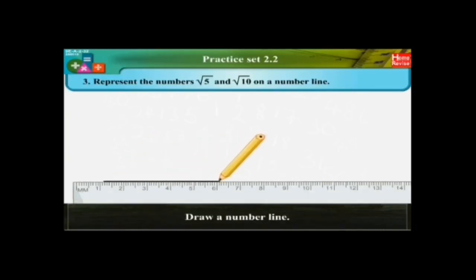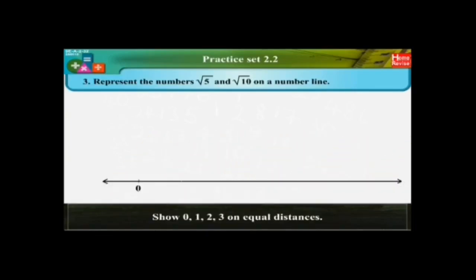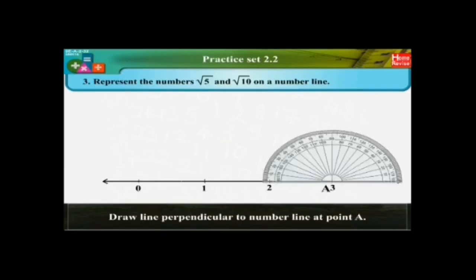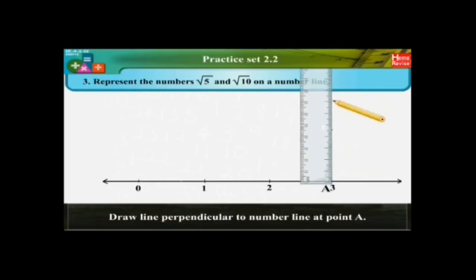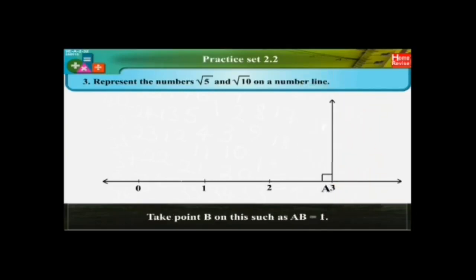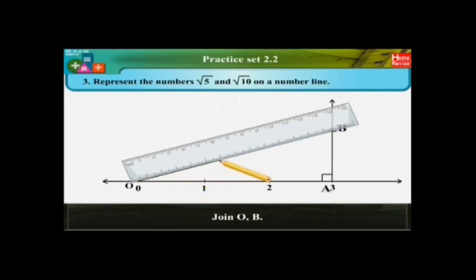Now let us show root 10 on a number line. Draw a number line. Show 0, 1, 2, 3 at equal distances. Draw a line perpendicular to the number line at point A. Take B on this such that AB is equal to 1. Join OB.